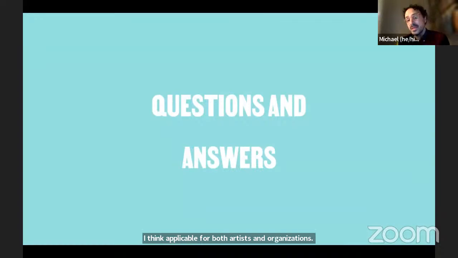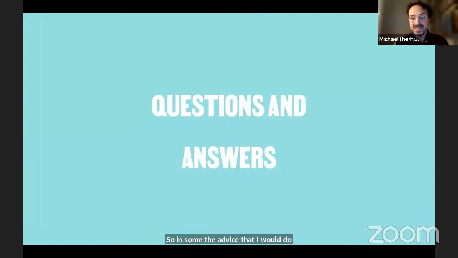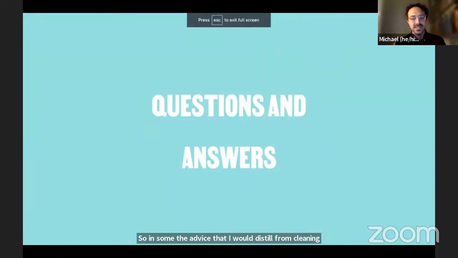The first being set expectations. You're not going to secure every grant you apply for, regardless of how incredible it is. So set those expectations and assume as a baseline that you're going to secure 30% of those grants you apply for, and therefore cast a wide net. Really go after multiple funding opportunities for various parts of a given project. So in sum, the advice that I would distill from Queen and Elle here is to cast a wide net and set expectations, really crucial elements of grant writing.